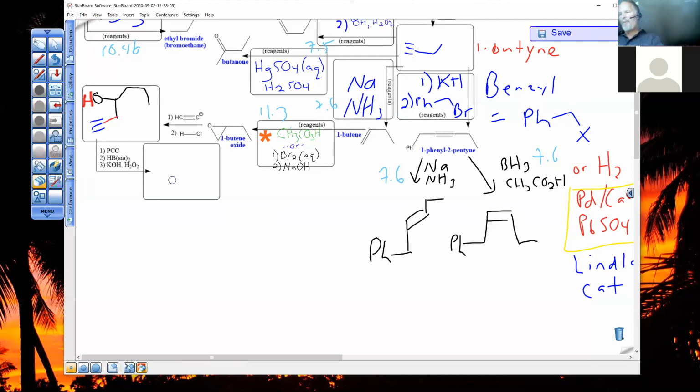And where did we learn about opening of epoxides? That was one of our last things. Reactions of ethers, 11.5.